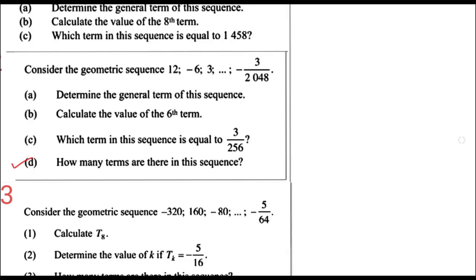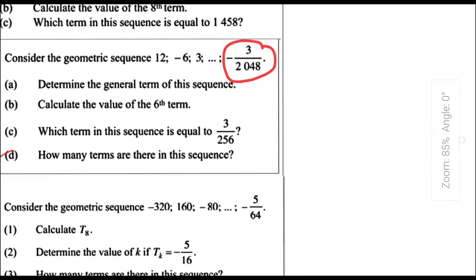Part D. How many terms are there in the sequence? Quite an interesting question, this one. Set the general term equal to the last term. Whenever they ask you how many terms are there in the sequence, you're going to set the general term equal to the last term.